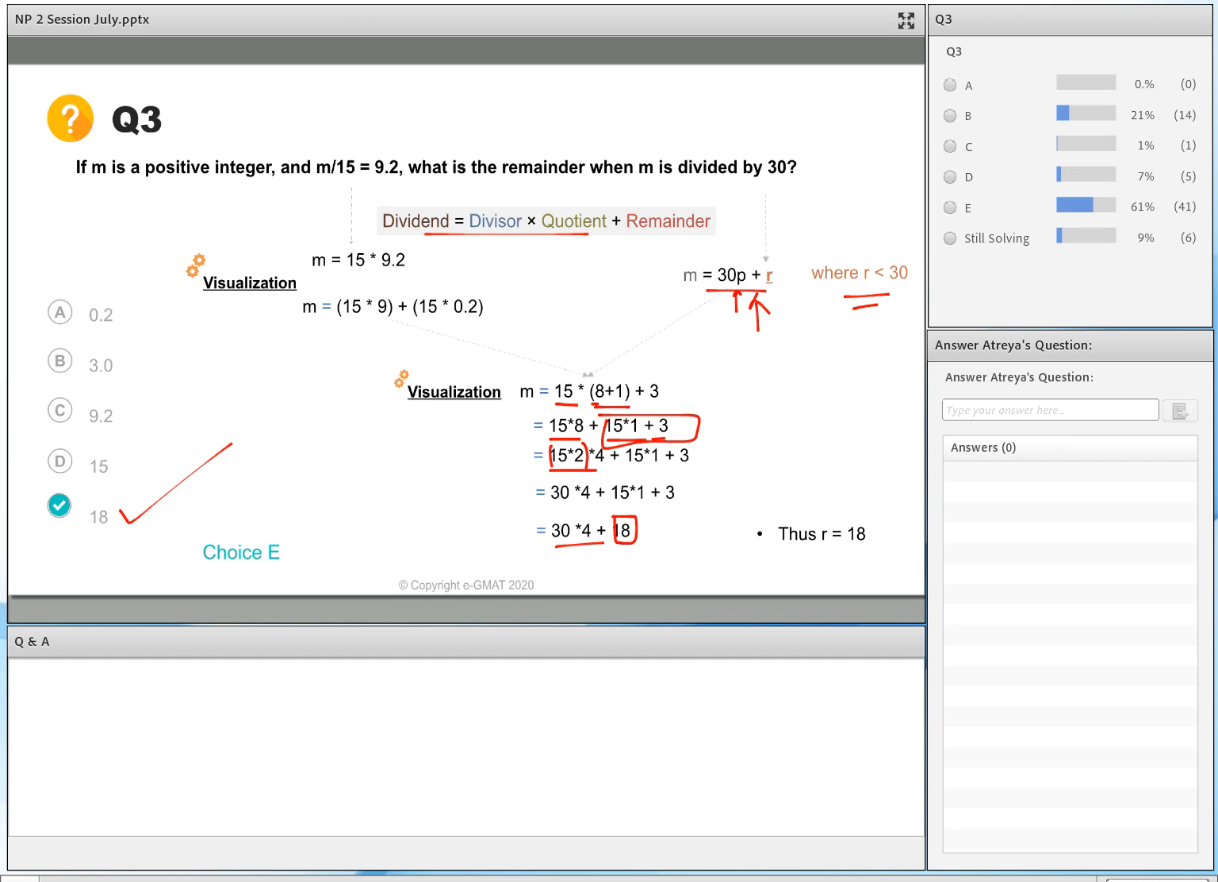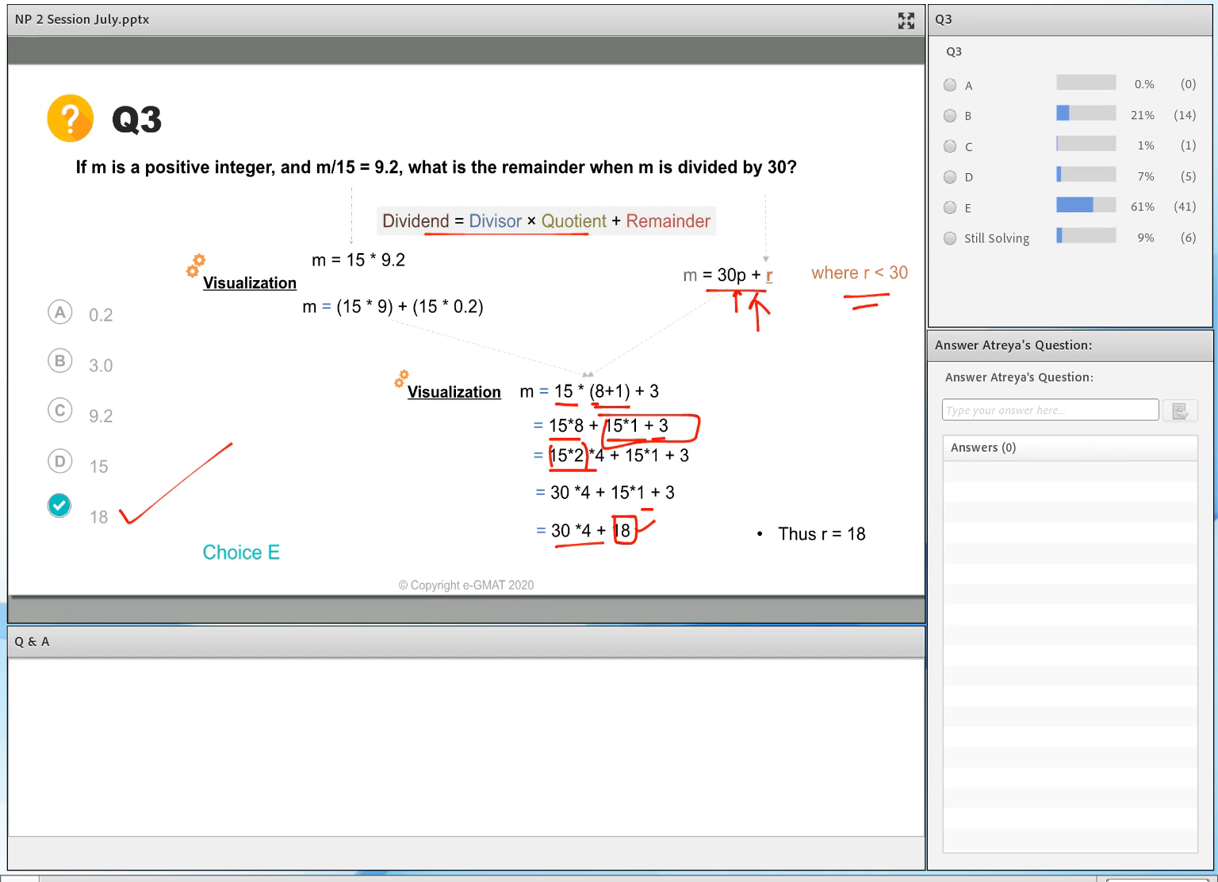What if the option also has a 6? So Shivam asks me this question. Even if the option has a 6, that's not the answer, right? Because the answer is equal to 18. I don't get why 6 would make any difference, Shivam, if you could help me with your thinking process over here.